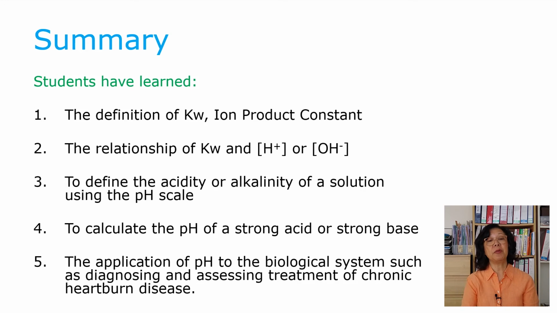So in summary, what we have learned today is 1, the definition of Kw, the ion product constant for the ionization of water. 2 is the relationship between Kw and H plus ion concentration and OH minus ion concentration. Now we further define the acidity or alkalinity of a solution using the pH scale. And we learn how to calculate the pH of a strong acid and a strong base. And then we talk about the application of pH to the biological system, such as the chronic heartburn disease. I hope that you find the video helpful.